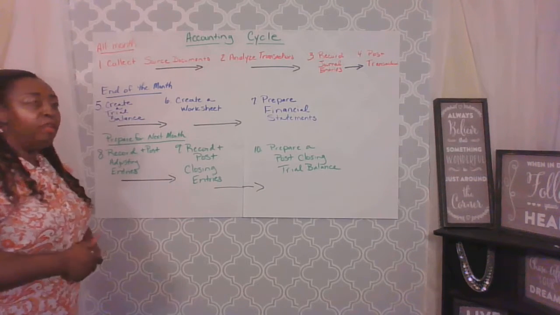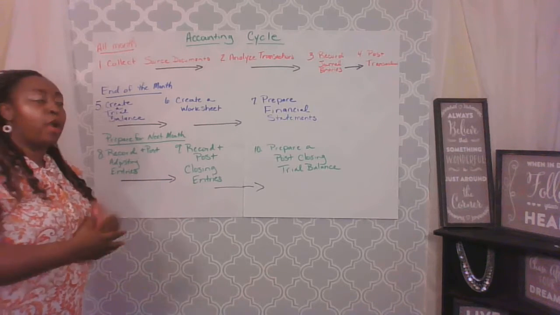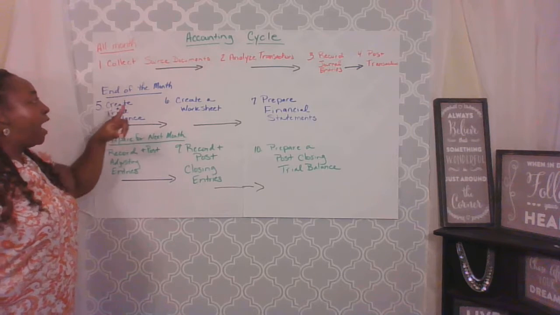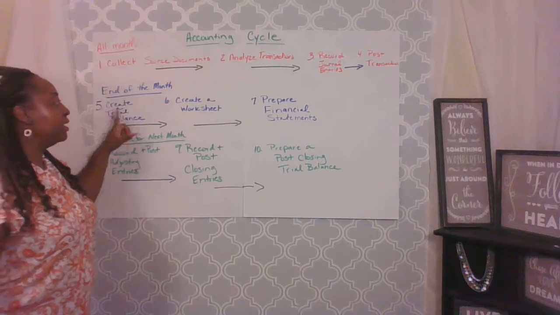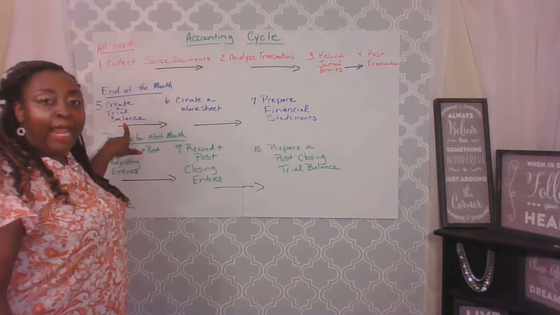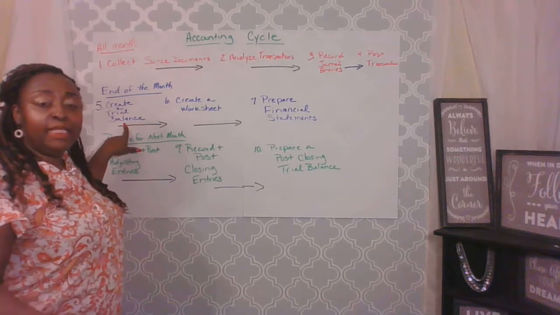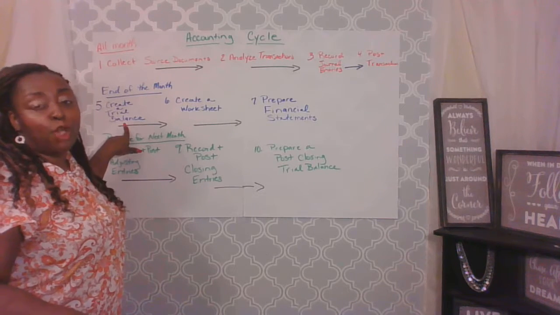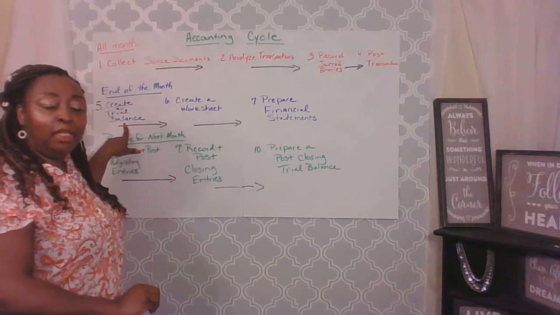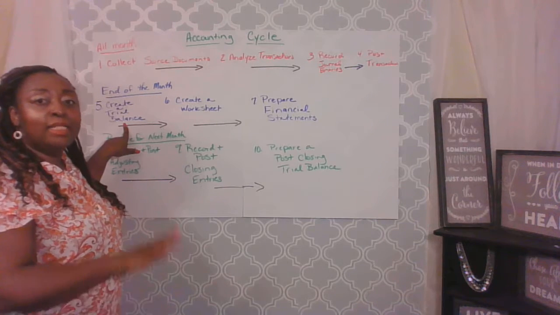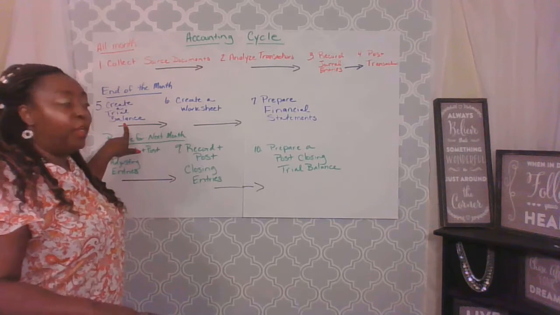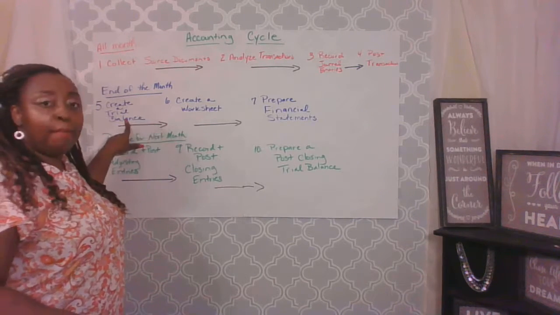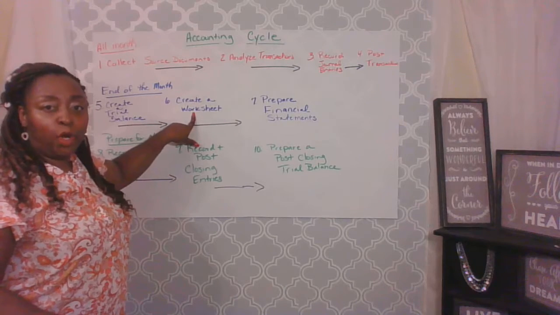Step number 5 is create a trial balance or prepare a trial balance. So that's the first step for the end of the month. Once the trial balance is created and they know what the trial balance is, the debits and credits must always be equal. All of the accounts from the chart of accounts must be in the trial balance along with the balances for each account. Then we're ready to create a worksheet. When the trial balance is in balance, we're ready to create a worksheet.